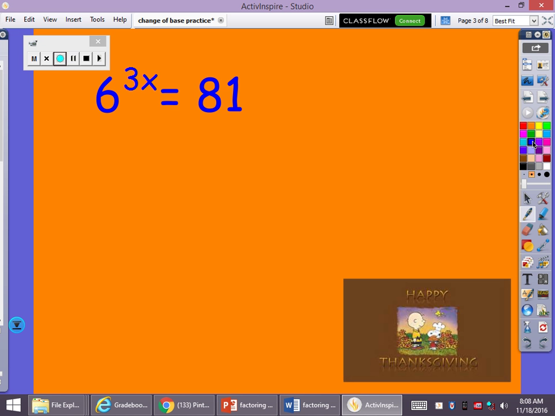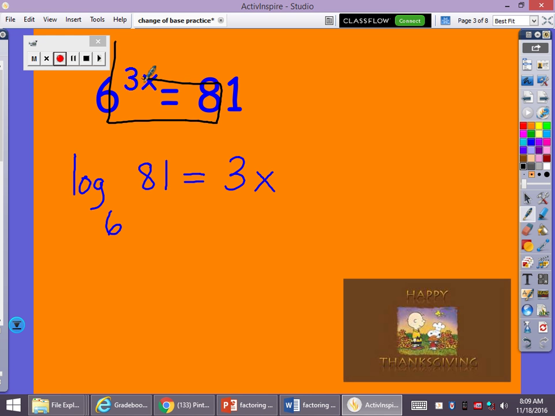Can someone tell me how I start this problem off? Okay, rewrite it. So this is going to be log base 6 of 81 equals 3x. Right? Let me double check my L trig. Okay? Good. Now, would you like me to do change of base? Is that the easiest? Okay.